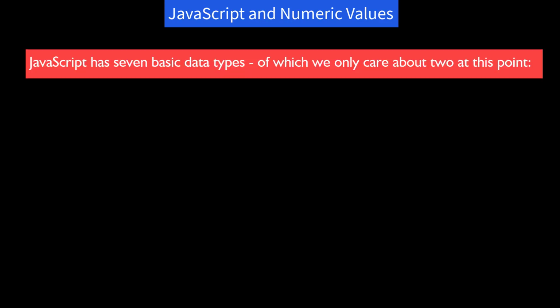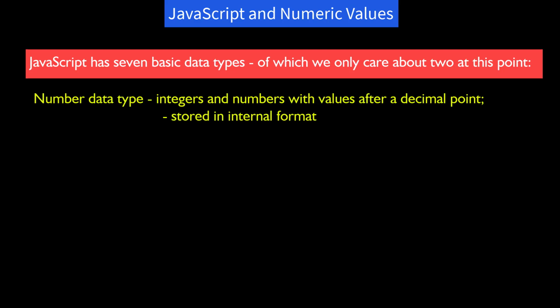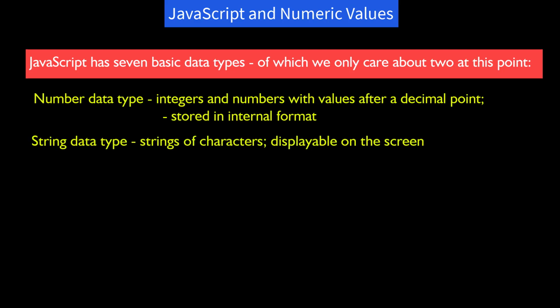JavaScript and numeric values. JavaScript has 7 basic data types, of which we only care about 2 at this point in time. Number data type, which is integers and numbers that have values after a decimal point. These are stored in an internal format. And string data type, strings of characters displayable on the screen.